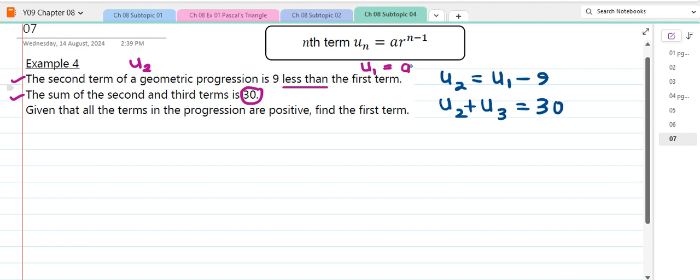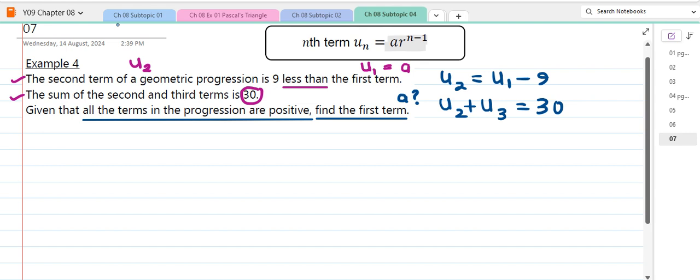Given that all the terms in the progression are positive, that is quite a big hint towards the common ratio. The ratio must be a positive number. So given that all the terms in the progression are positive, find the first term, which is your u1, which is a. Here you are supposed to use the formula for this one only, which is ar^(n − 1).